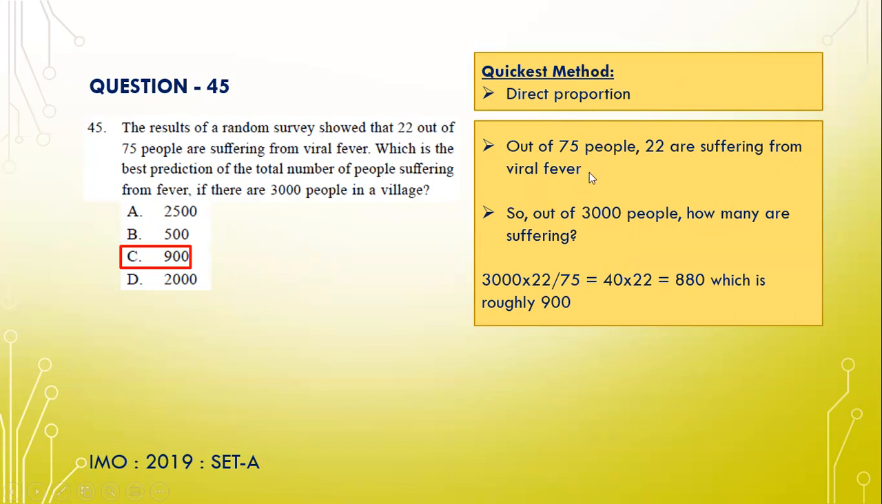For direct proportion, we cross multiply. Cross multiply is 3,000 into 22 upon 75, isn't it? So 3,000 into 22 upon 75. 75 fours are 300, so it is 40 into 22, which is 880, which is roughly equal to 900, because it is the best prediction. So roughly 880 is closest to 900.